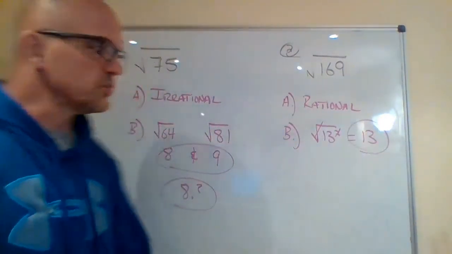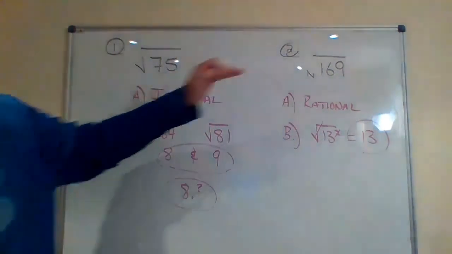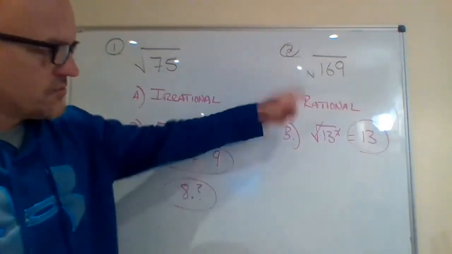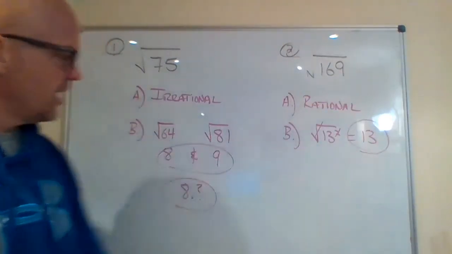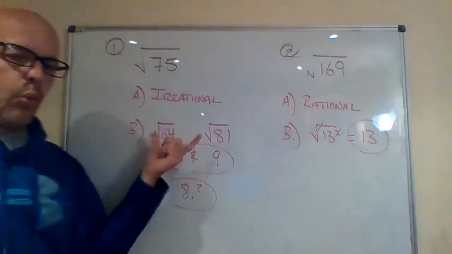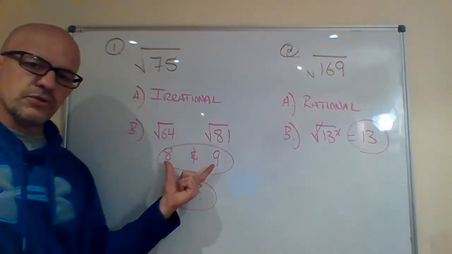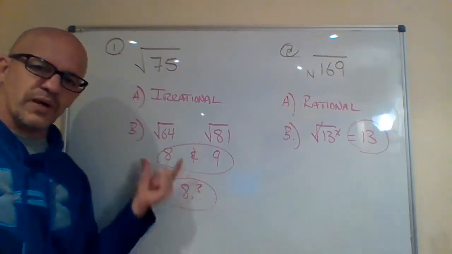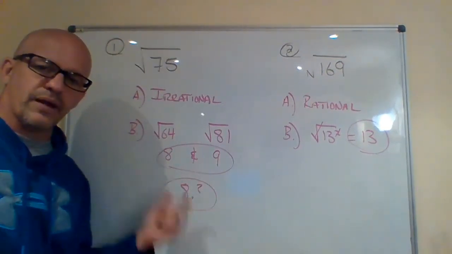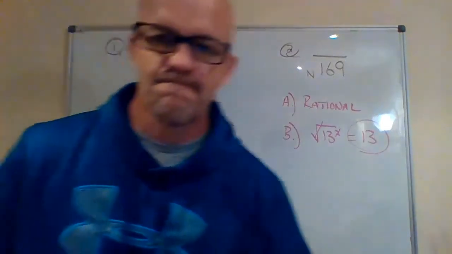So that's what we're looking at. We're looking at roots. We're going to make that first decision. Is it irrational or rational? If it's rational, give me the answer. If it's irrational, find out what 2 nice, pretty square roots it lies between, what integers those go with, and tell me what it lies between. It's 8 and 9 or 8 point something. Got it? Okay.